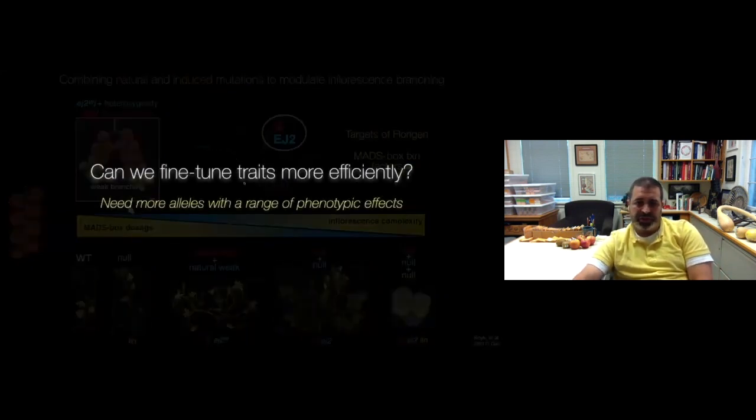But over the last few years, we've been wondering if there are ways where we could tune traits much more efficiently. And what was apparent is that while we had the ability to generate coding sequence mutations by CRISPR and to take advantage of natural mutations that were fortuitous in what arose through just screening through natural variants or through EMS or chemical mutagenesis, we were limited in the type of alleles that we had. And in particular, we needed many more alleles that had a range of phenotypic effects. So as a geneticist, really what you're boiling this down to is saying, I want an allelic series.